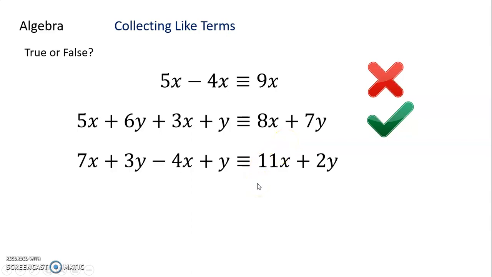Next question, 7x add 3y subtract 4x add y. Is this true or false? You should have decided that this one is false. And what's gone wrong here is that when the person answering this question has used the commutative law to move their like terms together, they haven't moved the direction.